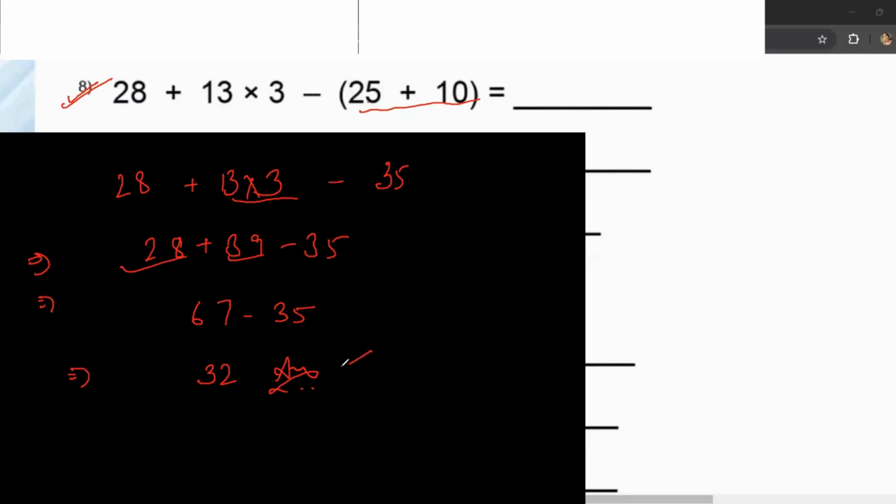Is it the same with everyone? Tanishka, you tell me if your answer is the same. Tanishka, can you hear me? Tanishka, beta, can you hear me? Must be some glitch on her side.